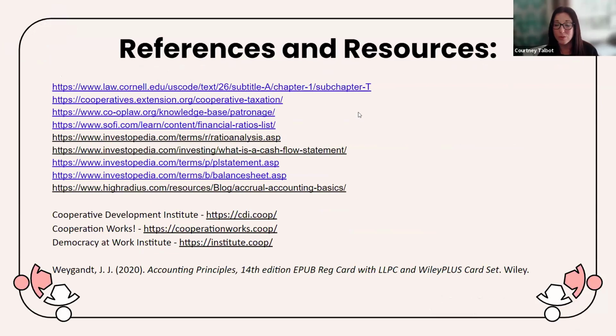Here is a long list of resources if you'd like to get more information on any of this. I do like Investopedia.com. It's very user-friendly and can give you lots of definitions on many, many financial terms and ideas, and I really recommend using that. A couple of our great other institutions, Cooperative Development Institute, Cooperation Works, Democracy at Work Institute, all have really good information. There's some specifics in here about subchapter T and more about taxes. And then down there at the bottom is that textbook that I pulled those examples from. If you want to take a look at that, you can find that.